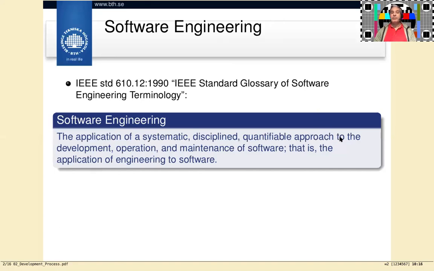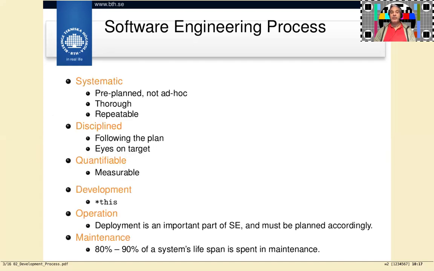So, development and software engineering. There's an IEEE standard, of course. There's always an IEEE standard for whatever you are looking for, that defines software engineering as the application of systematic, disciplined, quantifiable approach to the development, operation, and maintenance of software. That is the application of engineering to software. And there are a few keywords here. If we break this down, we can see that there are a few things.